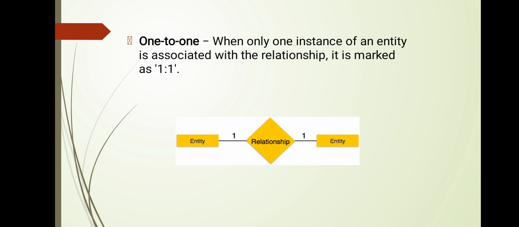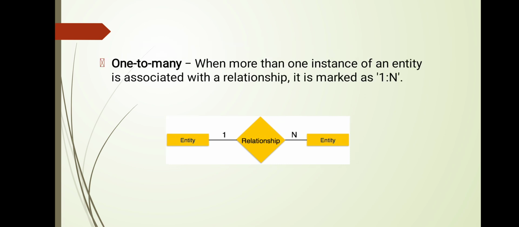First one is 1 to 1. When only one instance of an entity is associated with the relationship, it is marked as 1:1. The following image reflects that only one instance of an entity on the left and only one instance on the right can be associated with the relationship.